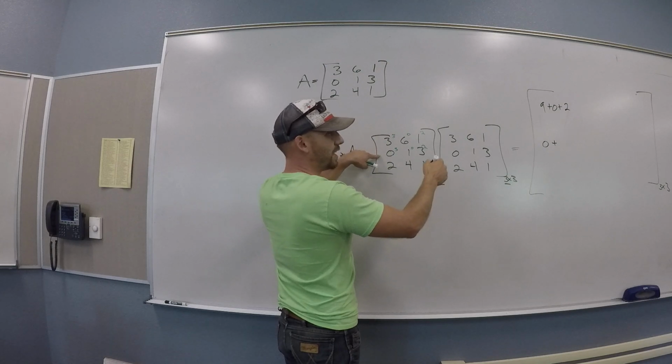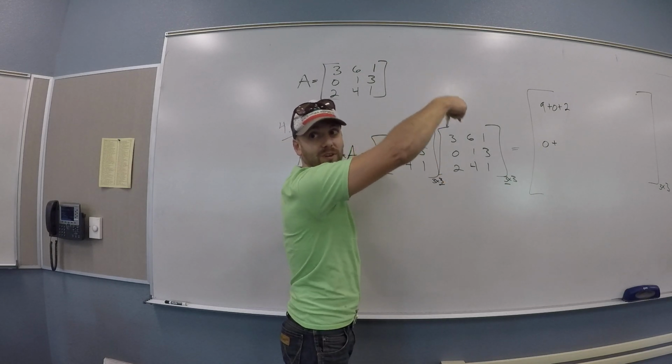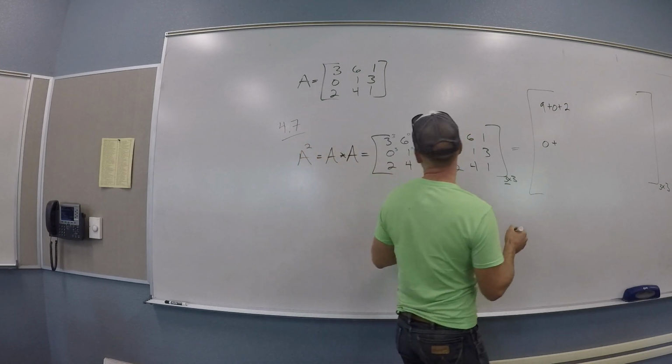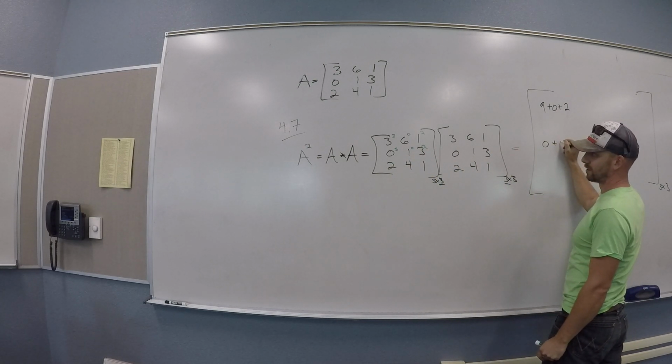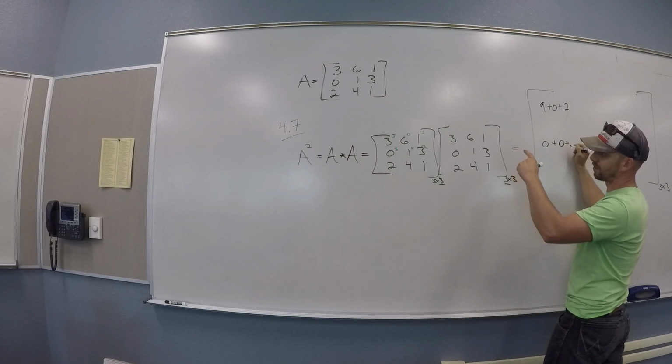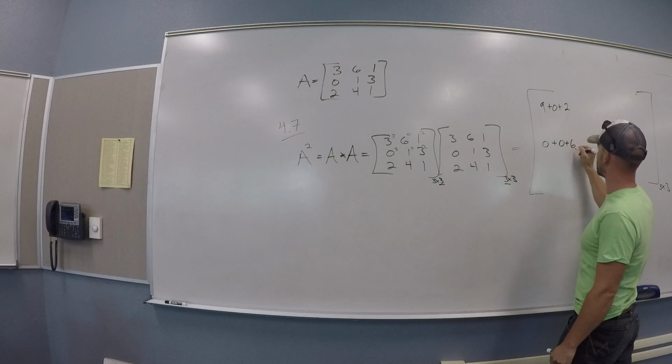Since I went down here, I should go down in the result. So I got 0. 0 times 1 is zero, and 3 times 2 is 6.